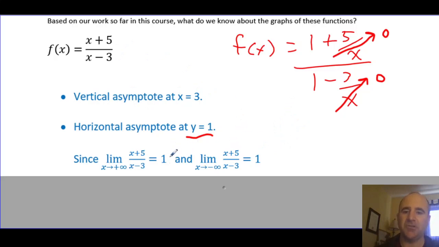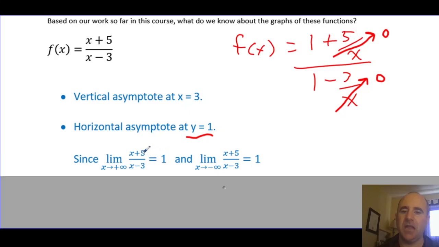Now we might also be interested, since it has to do with the graph, we're exploring what the graph looks like. We might want to know, like these both being 1 tells us that there's a horizontal asymptote at y equals 1, but we might be interested to know whether it approaches it from above or from below. So let's start with looking at positive infinity. As x gets really, really big, you're adding 5 and you're subtracting 3 on the bottom. Well, as x gets big, that becomes less and less significant. So it's kind of like you get x over x, which is 1.